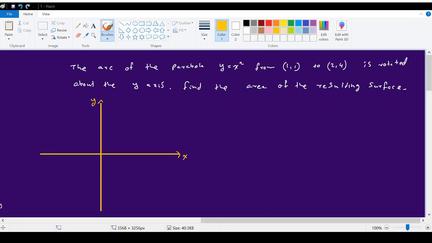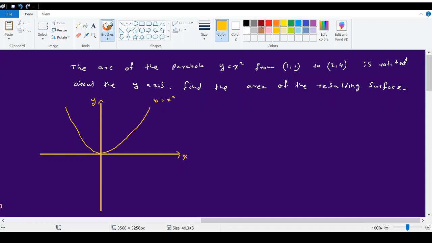Okay, so for the surface area calculations, we will start with this example. The arc of the parabola y equals x squared from (1, 1) to (2, 4) is rotated about the y-axis. Now, parabola means something like this. So this is the nature of the parabola y equals x squared.